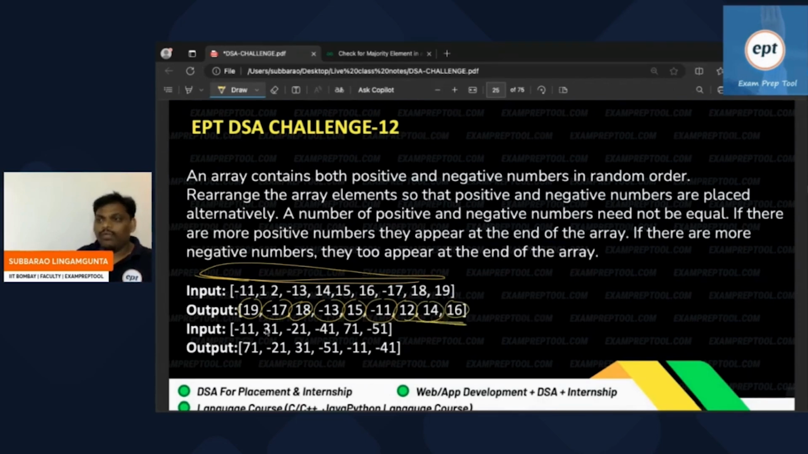If you see one more input, see this one. This is the input given. Second input given this. So you see the output. Positive, negative, positive, negative, negative, negative. I hope the problem is clear. Let me give the answer for this. Yesterday I already explained the problem. Now let me explain the answer.